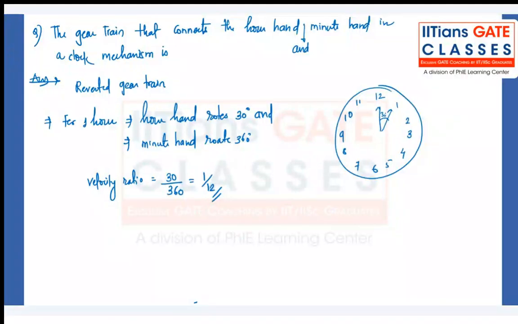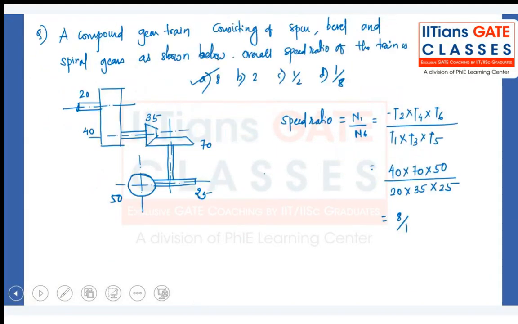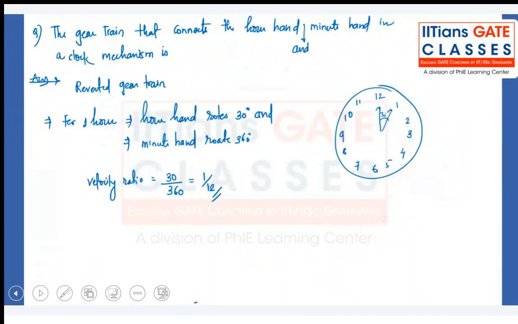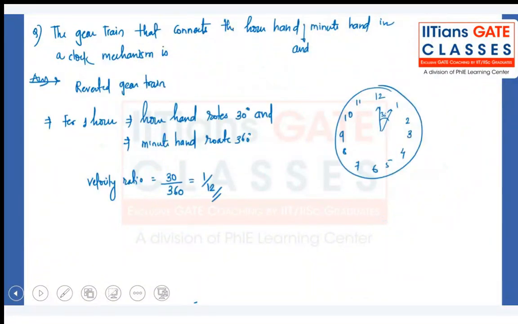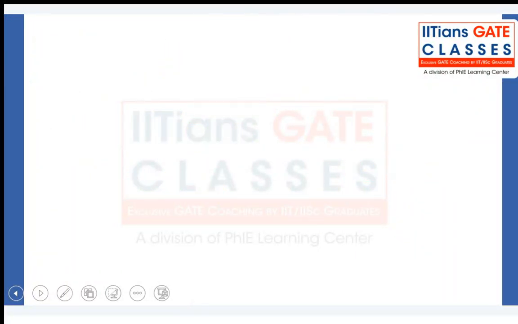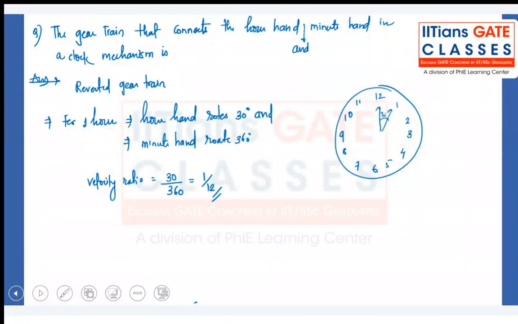Yes, a reverted gear train is nothing but a compound gear train. What we saw, speed ratio is n1 by n6, that is driving by driven. But remember, if they ask for the train value, it is the opposite of the ratio we are taking. Okay, I'll go to the next slide.